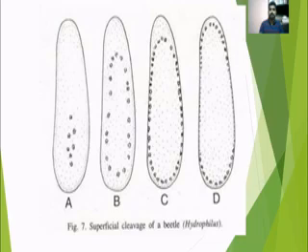This is superficial cleavage because a very little amount of cytoplasm is present there, and the nucleus is shifted toward the animal pole, and the entire egg is covered by the yolk only.